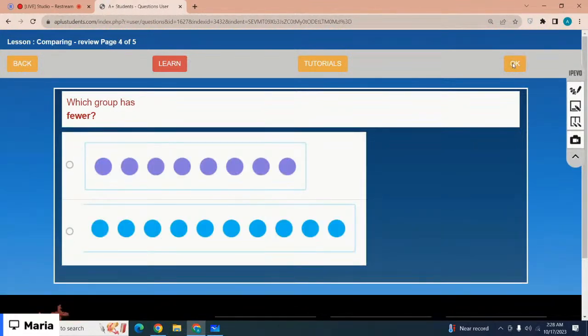Okay, which group has fewer dots? The blue one or the purple one? Which group has fewer?